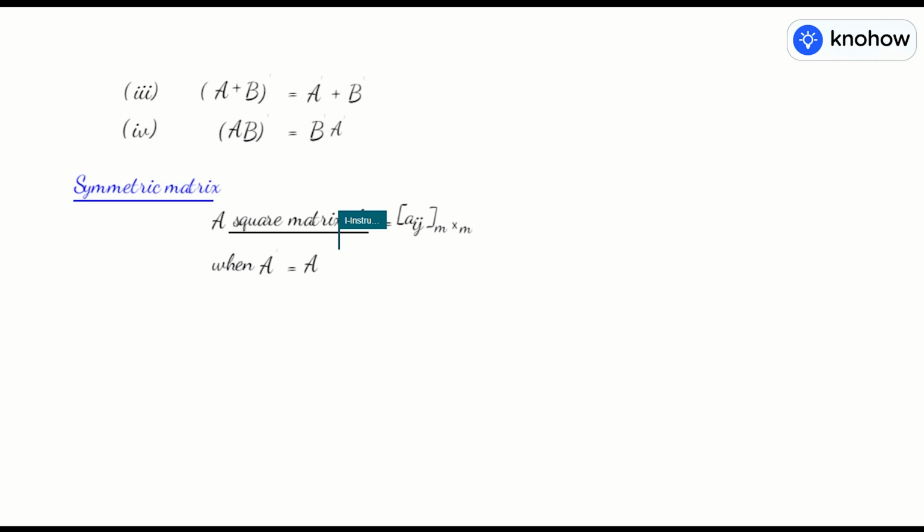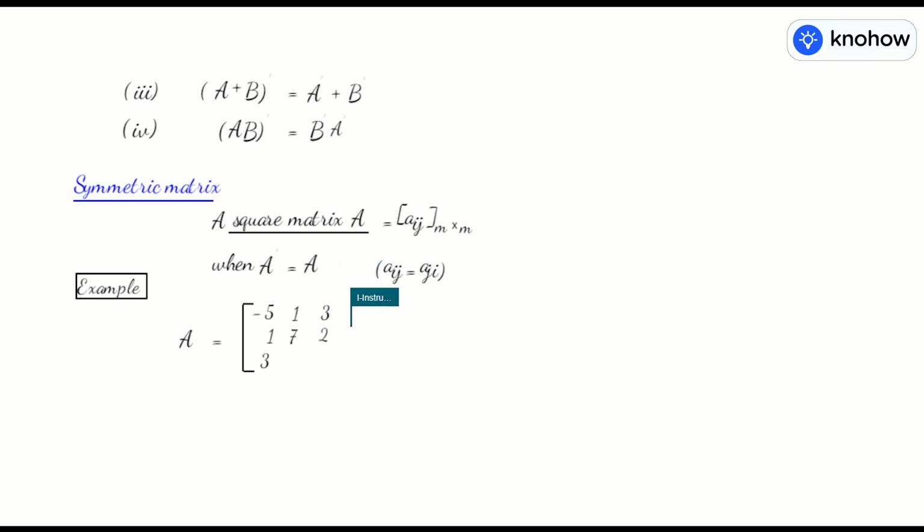Or in other words, Aij equal to Aji for all i and j. Let's take an example. For example, if I define matrix A as -5, 1, 3, and 1, 7, 2, 3, 2, 10, what is the order of this matrix? 3 by 3. So it is already a square matrix.